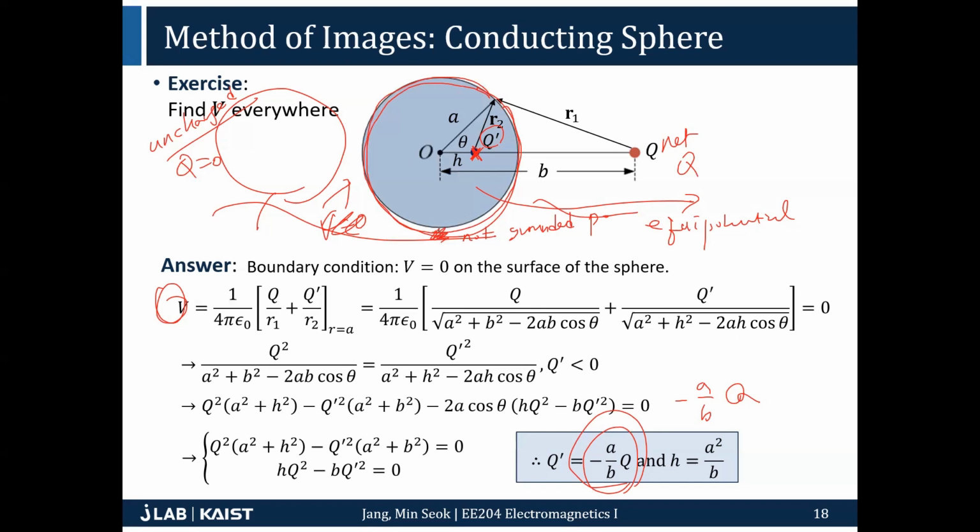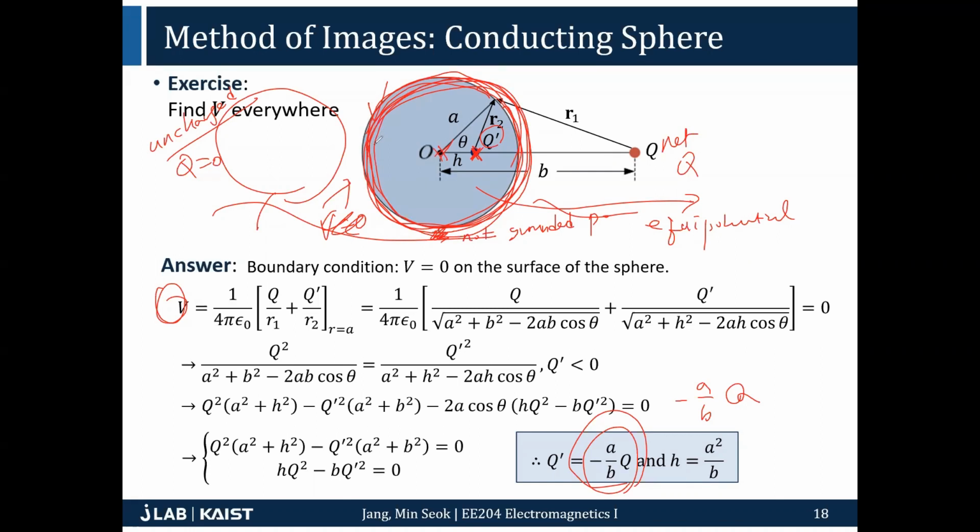Exactly. So there are many correct answers. We can place another image charge at the center. We can put anything at the center without changing the equipotential property of this. Of course, the absolute potential will be changed as we put the charge at the center, but it wouldn't perturb the equipotential property. So the spherical surface would still be equipotential, right?